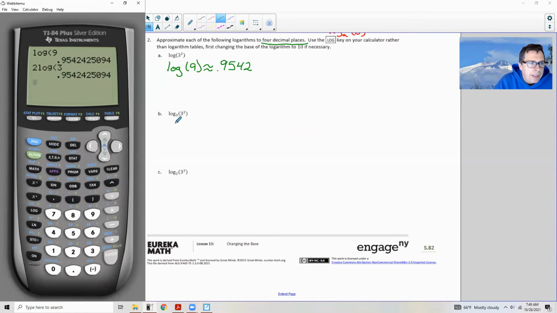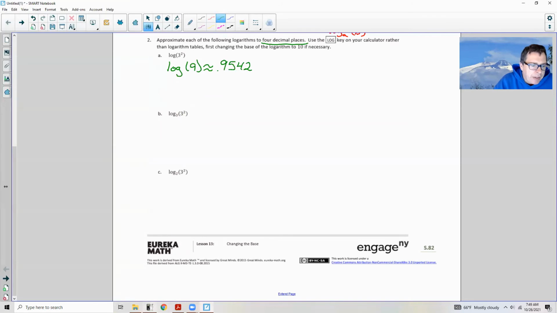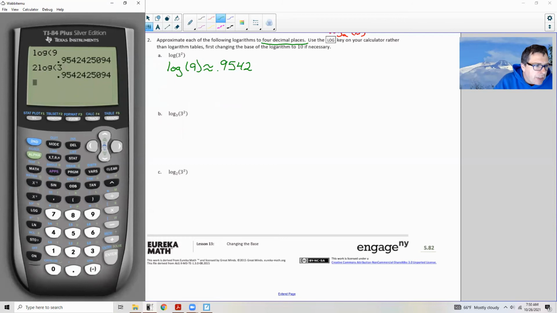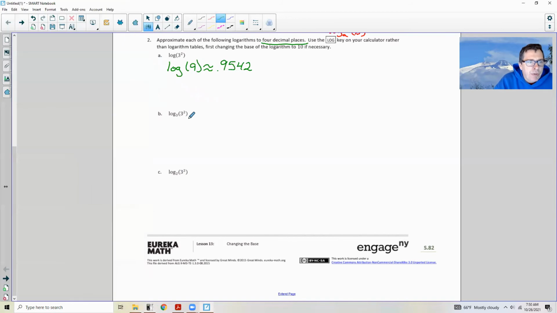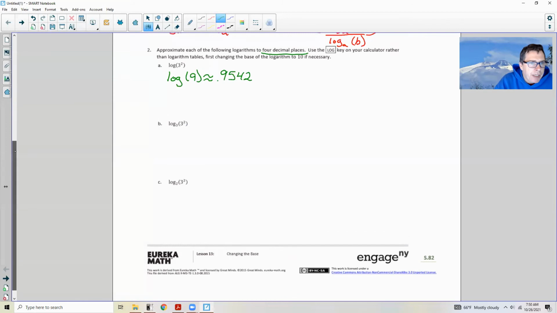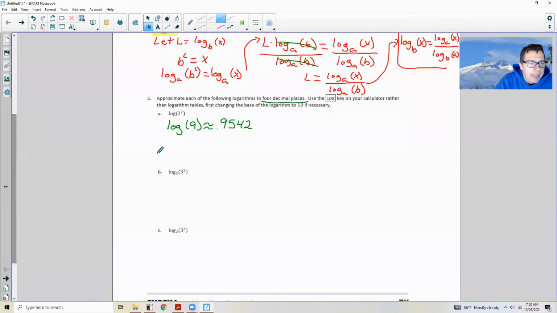All right, B, log base 3 of 3 squared. All right, so I can't put this in my calculator. There's a log button, which is base 10, and there's the natural log button, ln, which we haven't gotten to yet. That has to do with being a base of e. But before we get there, we have a log base 3. Well, we just learned the change of base formula up here. Let's go back to that.